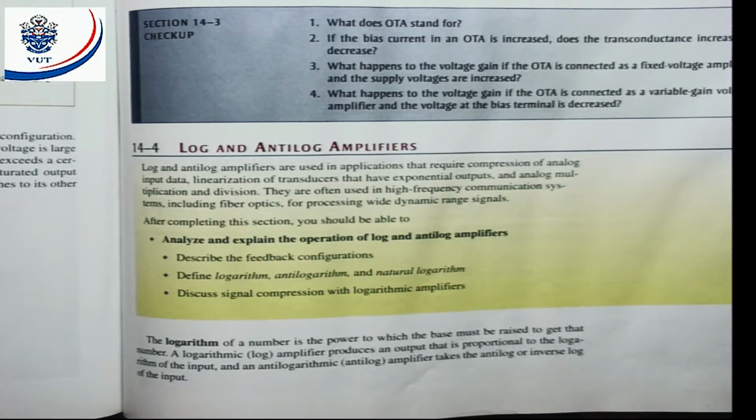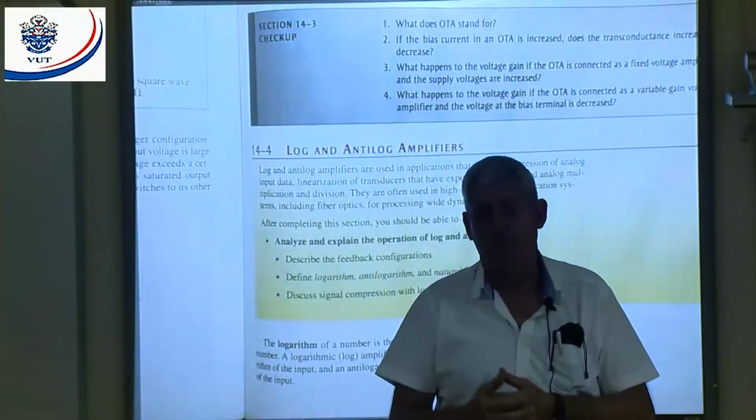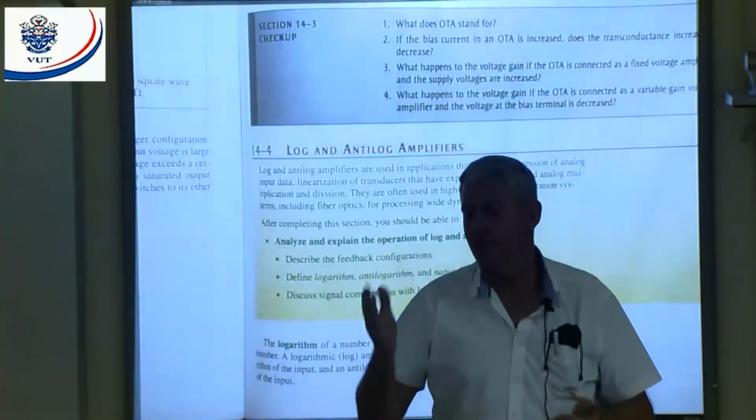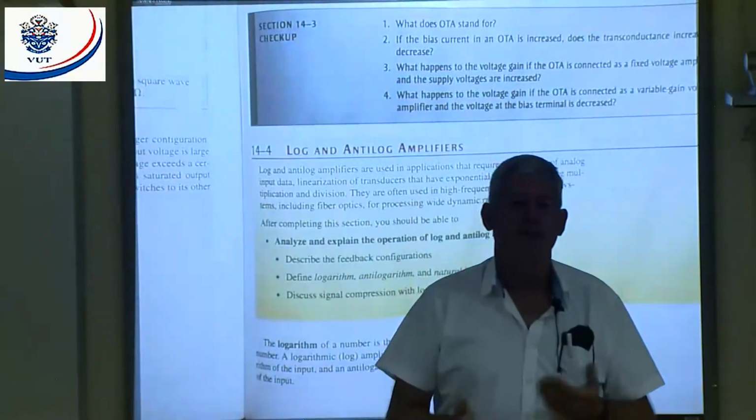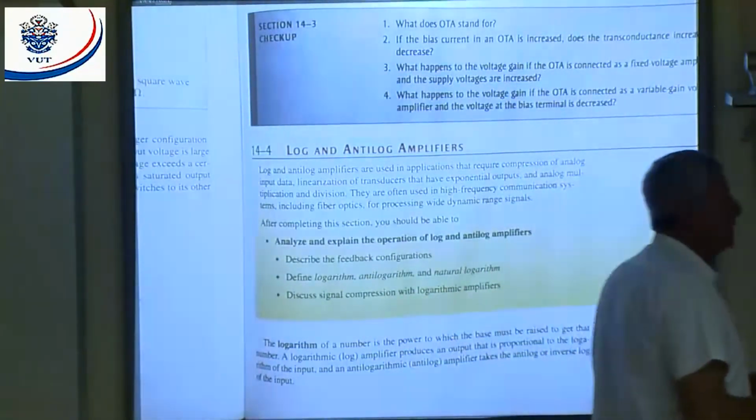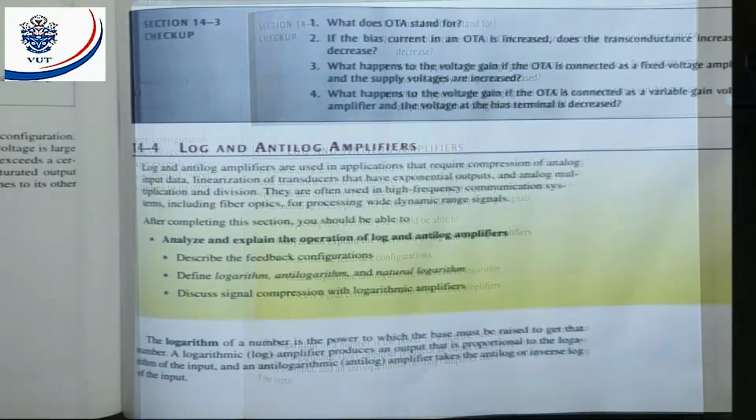All right. Up till now, a lot of the amplifiers have had a linear output. This thing will have a logarithmic output. Sometimes you've got transducers that also give you a logarithmic output. You want to convert it to a linear output, and that's where we're going to use these log and anti-log amplifiers.